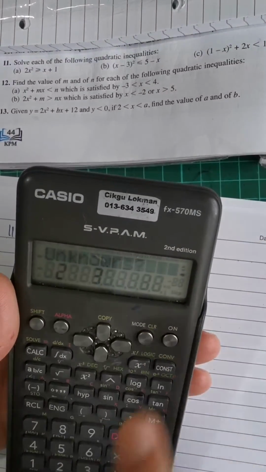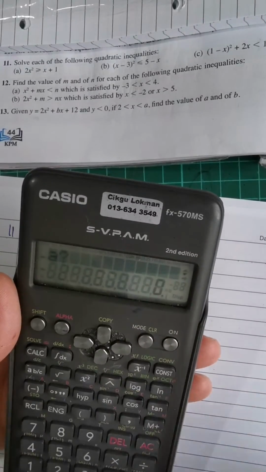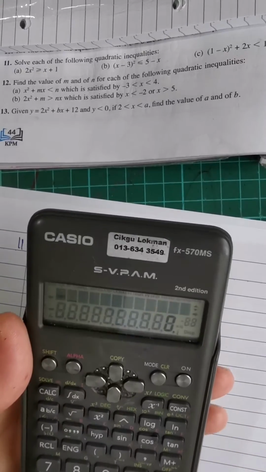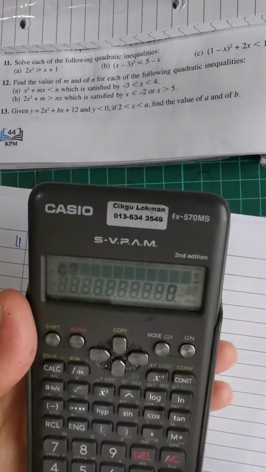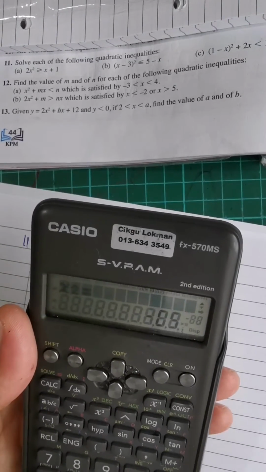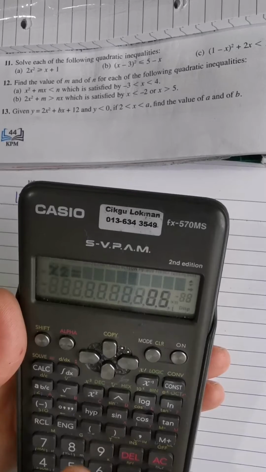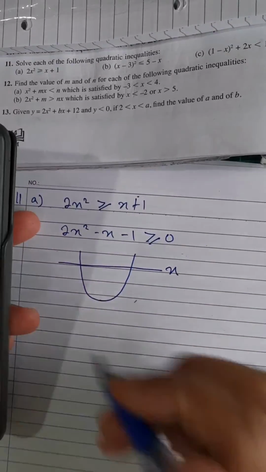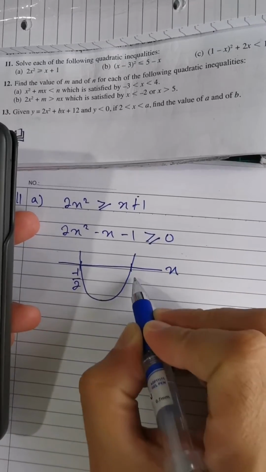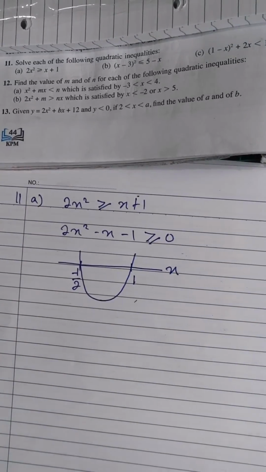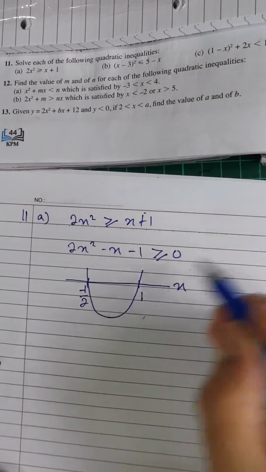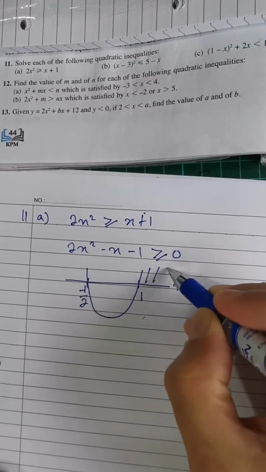Okay, alright, so the value of a is 2, value of b is -1, and the value of c is -1. So the first root is 1, the second one is -1/2. So here is -1/2, here is 1. Okay, so since it's larger than 0 means on top.